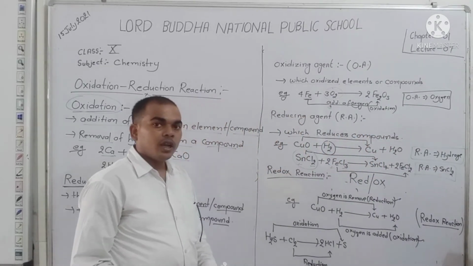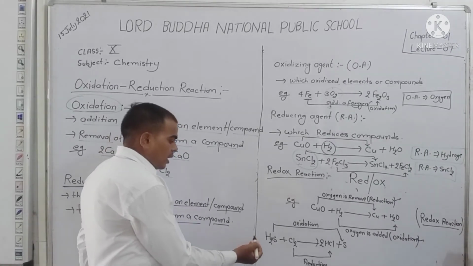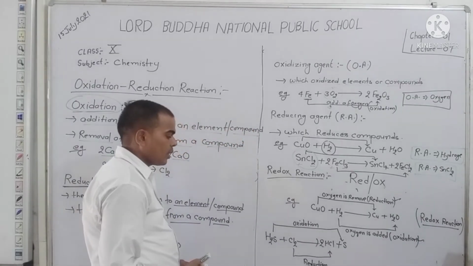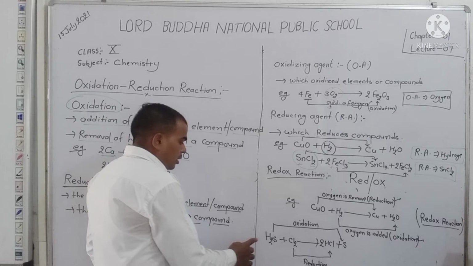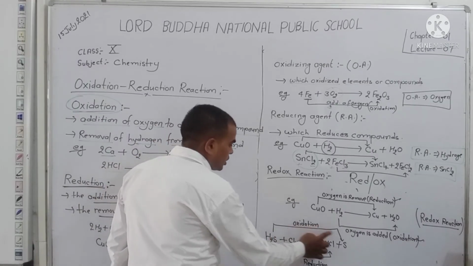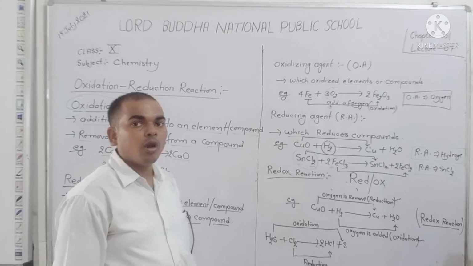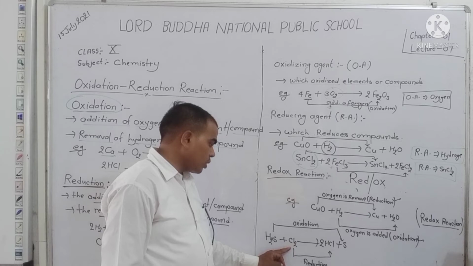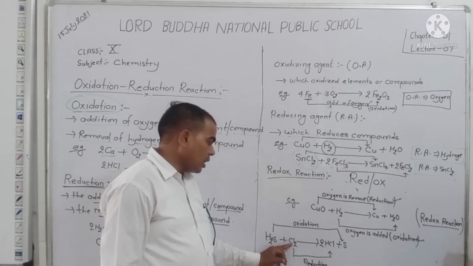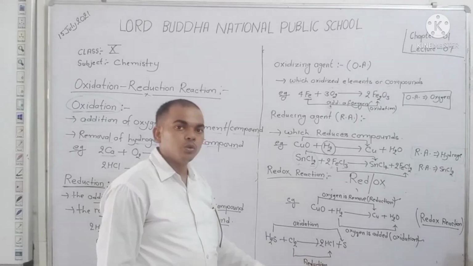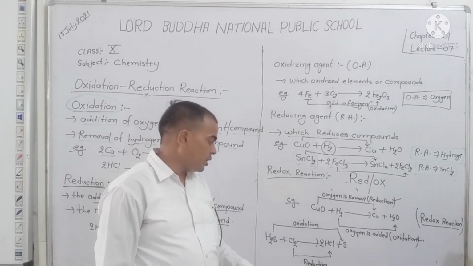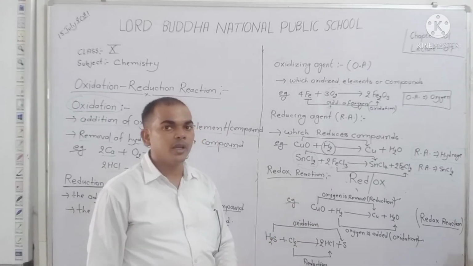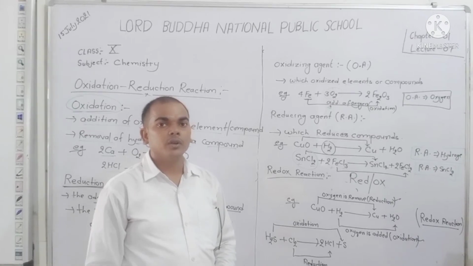Okay, student. Next example of redox reaction. Here H2S plus Cl2 forms 2HCl plus sulfur. Here, student, from H2S, hydrogen is removed. You know that removal of hydrogen is oxidation. Here, Cl2 converts into HCl. Here, hydrogen is added. You know that addition of hydrogen is reduction. In this reaction, oxidation and reduction both take place. So this reaction is also known as redox reaction.